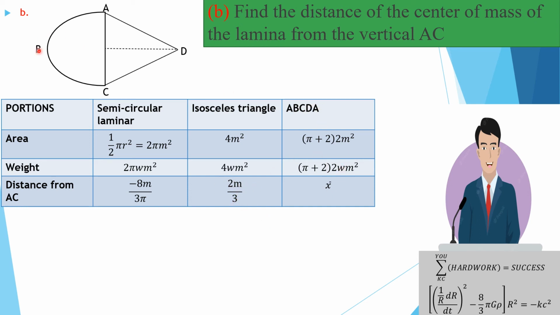Then the distance from AC of our whole lamina will just be x. We don't know where that is. It could be here, it could be this way, we don't know, but obviously it's going to be this way, so it's going to be a negative answer, right, to the left of this line AC. So we go ahead and then we take our moment.